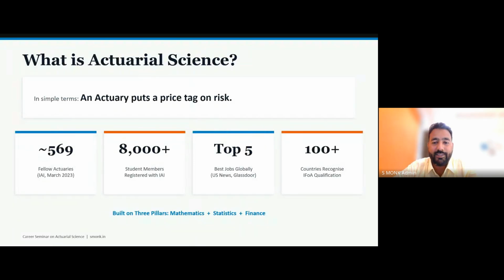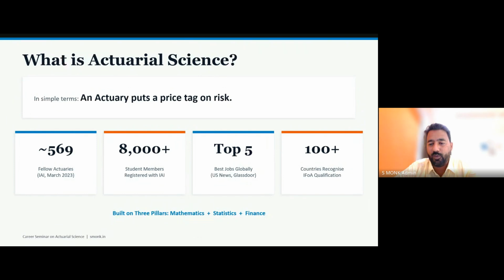And there are 100 plus countries which recognize dual qualifications, especially if you've done it from IFOA. So it is very easy for anyone to move abroad. If you do an IFOA exam and if you want to go out of your own country and work somewhere else, the IFOA is recognized in most of the countries, 100 plus countries across the globe. So it becomes very easy for you to migrate and look for better opportunities globally if the opportunities in your own country are less.